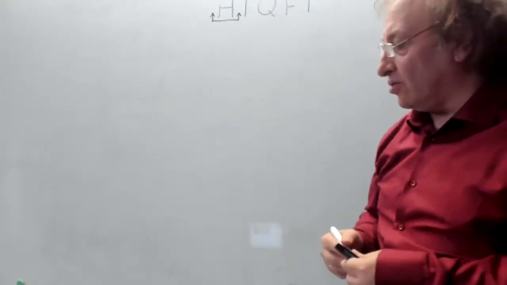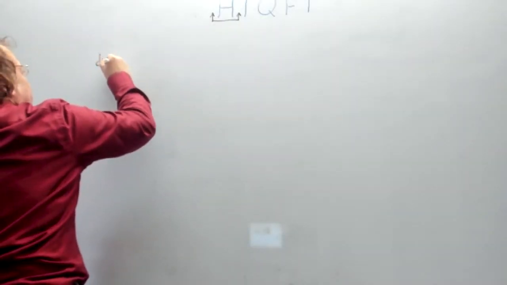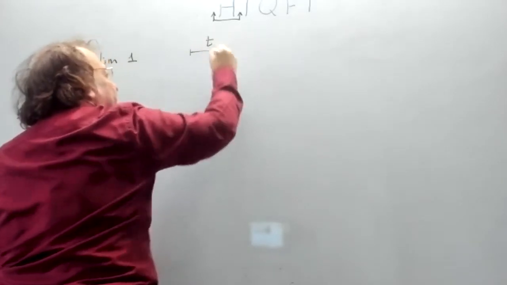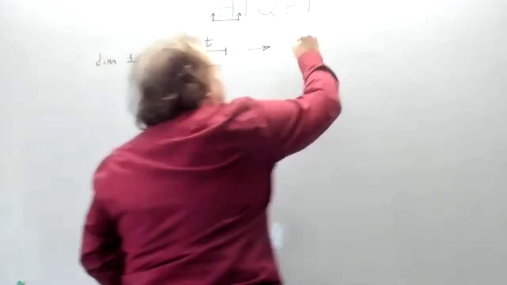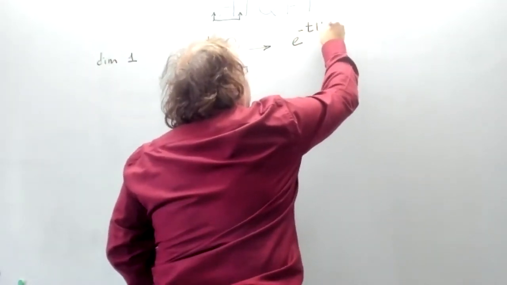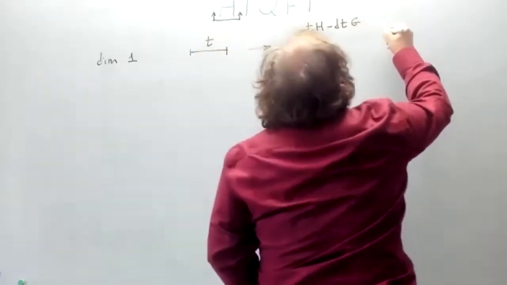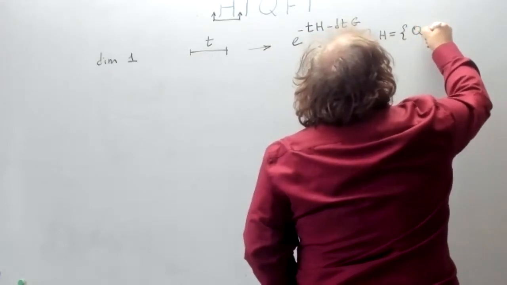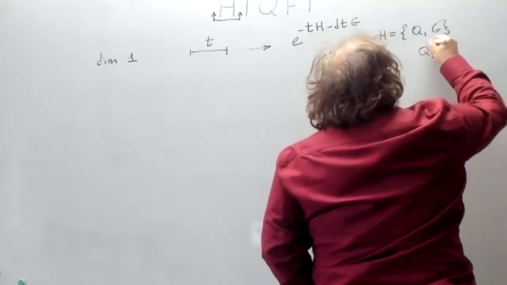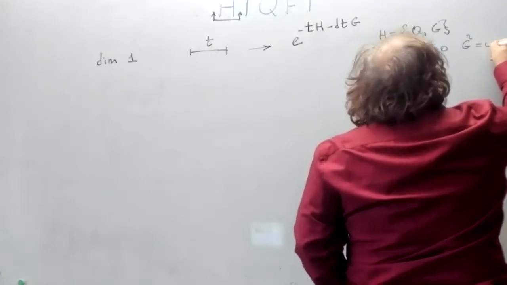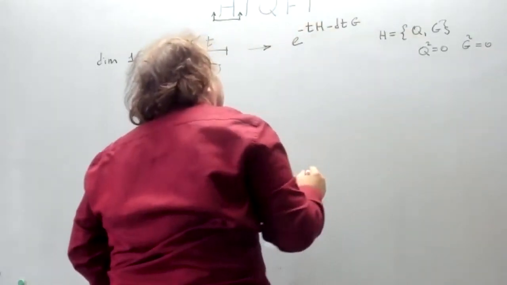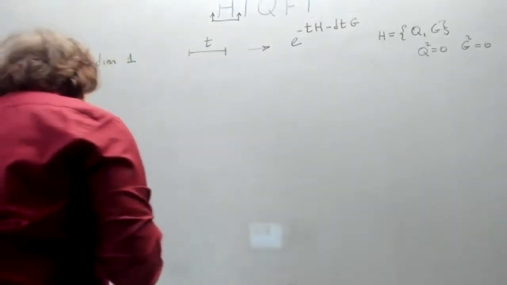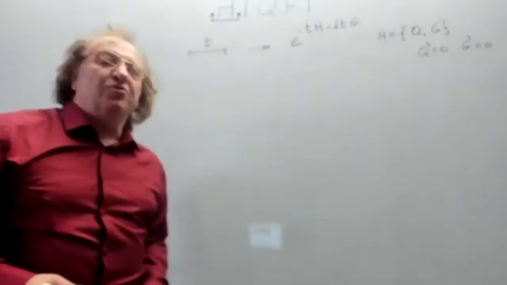Okay, so now, once again, in dimension 1, we have an interval of length t, and the factor corresponding to it is e to the minus t h minus dt g, where h is the commutator of Q and G, such that Q squared equals 0, G squared equals 0. So it's very simple. Now, let us come to examples. And I'll try to explain not only these examples, but mostly where you can find them.